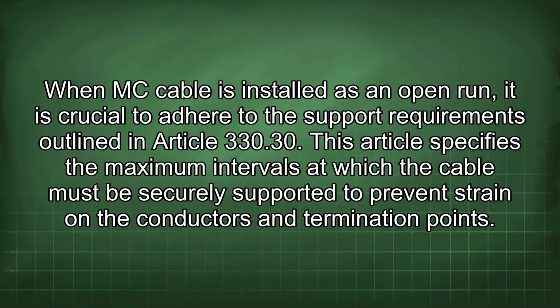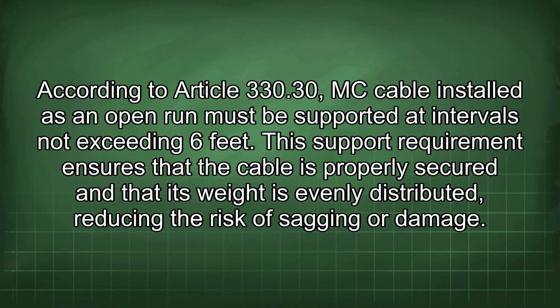When MC cable is installed as an open run, it is crucial to adhere to the support requirements outlined in Article 330.30. This article specifies the maximum intervals at which the cable must be securely supported to prevent strain on the conductors and termination points. According to Article 330.30, MC cable installed as an open run must be supported at intervals not exceeding 6 feet.